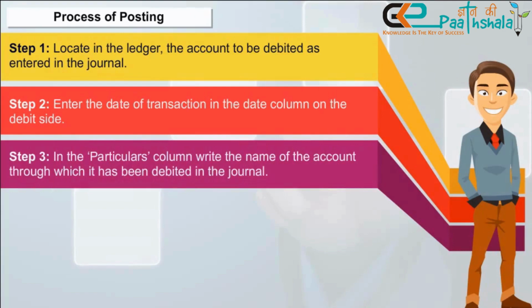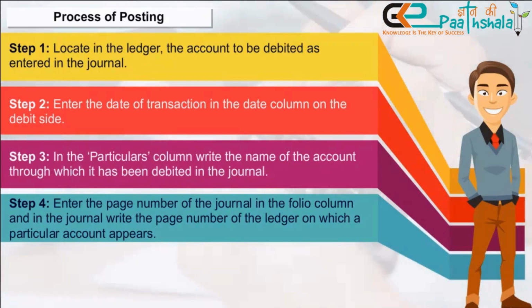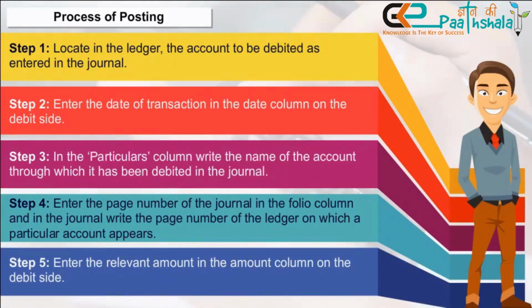Step 3. In the particulars column, write the name of the account through which it has been debited in the journal. Step 4. Enter the page number of the journal in the folio column, and in the journal write the page number of the ledger on which a particular account appears. Step 5. Enter the relevant amount in the amount column on the debit side.